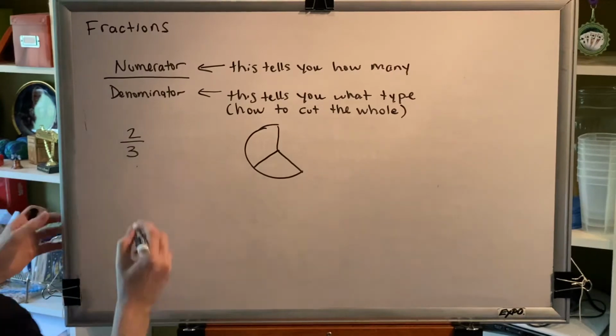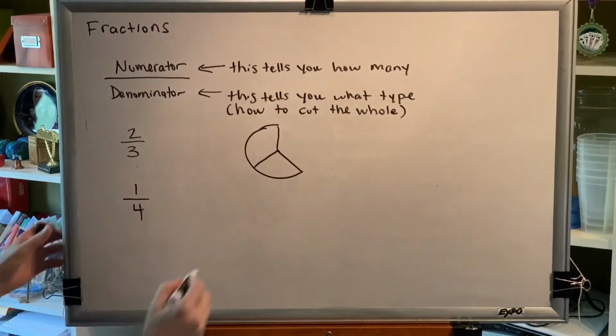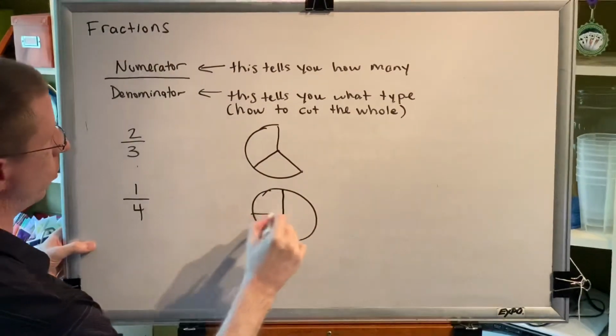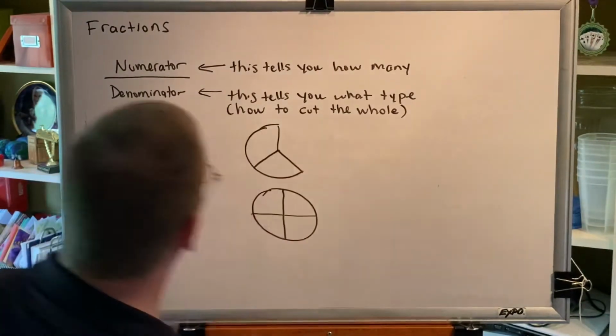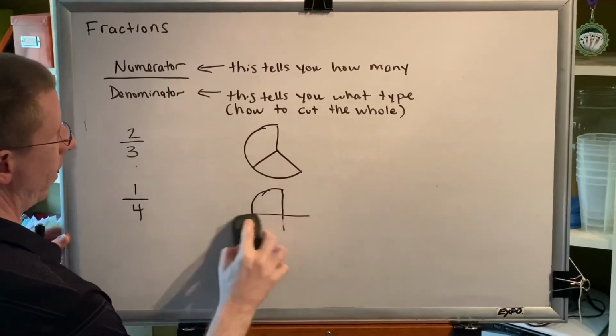Let's look at another case. What if I have 1/4? Well, 1/4 would be if you started with a pizza and you cut it into 4 slices, and then the numerator tells you how many you have. So 1/4 would look like this.